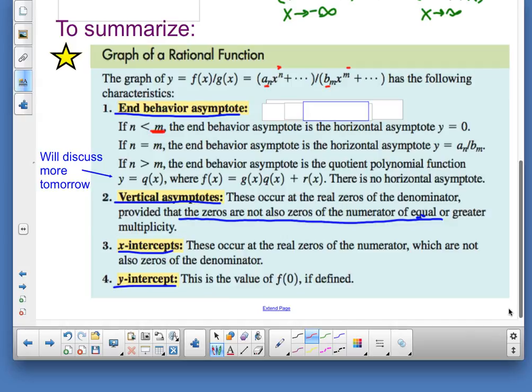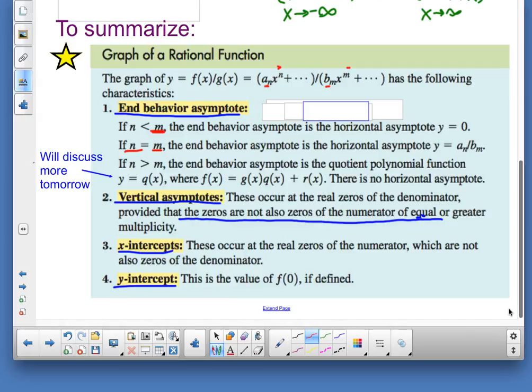If N and M, my powers, are equal, and I'm talking about the largest power, I don't care about the other 3 or 4 terms in there, comparing the numerator and denominator, if they're the same, then the leading coefficients determine my end behavior asymptote, my horizontal asymptote. If N, which is the top power, is larger than M, the bottom power, then it's not going to have a horizontal asymptote.